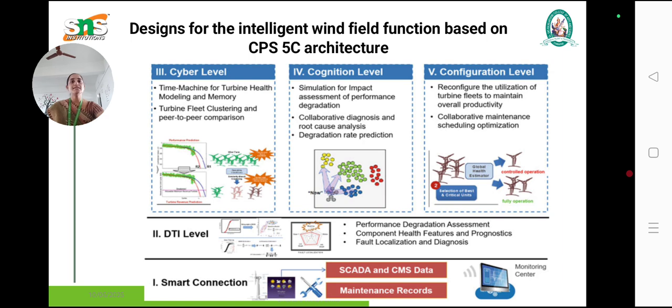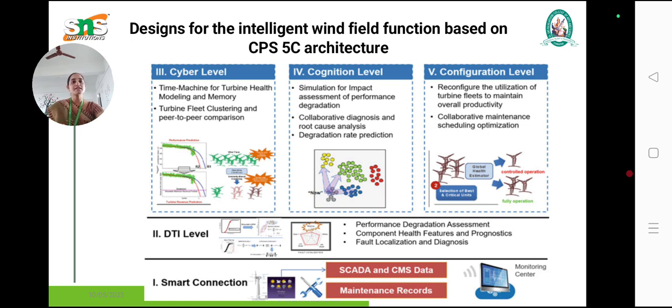And the third level is the cyber level. In this cyber level, the time machines are used for turbine health modeling and memory, calculated by peer-to-peer comparison. And the fourth level is the cognition level. In this cognition level, they assess the impact on performance and the machine's degradation. It also covers collaborative diagnosis, root cause analysis and rate prediction. Everything happens and is controlled in the cognition level.